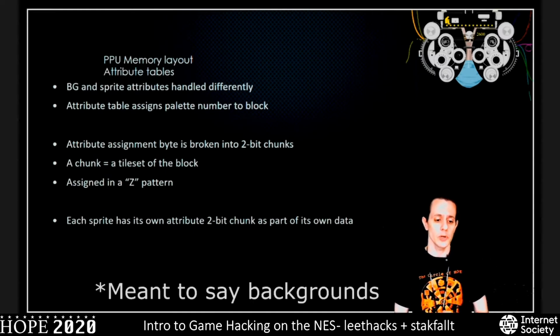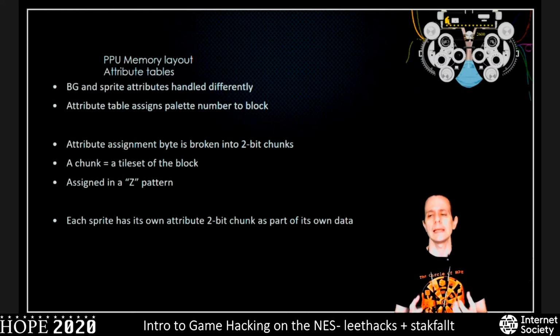So the background sprite attributes are handled differently, and the background sprites are a little bit more of a pain to deal with than regular sprites. The attribute assignment byte is broken up into 2-bit chunks, and a chunk is a tile set of the block. Later, when I show you the diagram that I've done, you'll see exactly what I mean by a tile set versus a tile versus a block and all that. Just recognize that palettes are assigned to basically a block, which is 2x2 tile sets, which is 4x4 tiles.